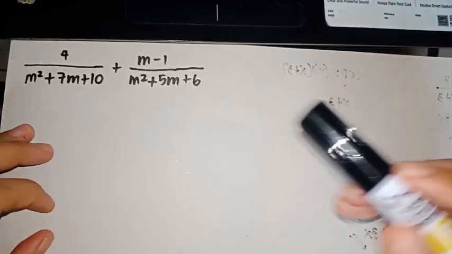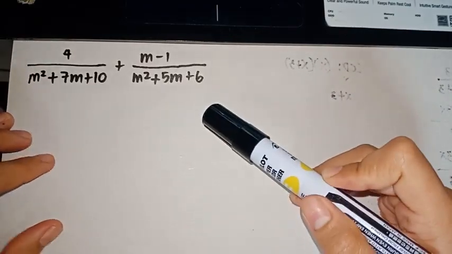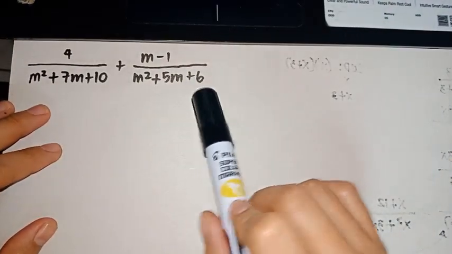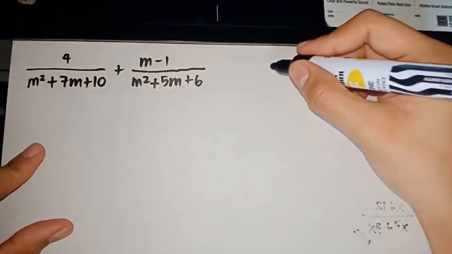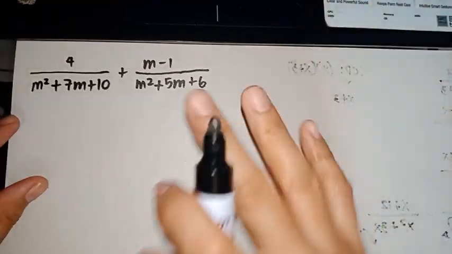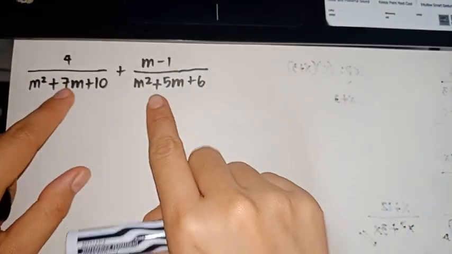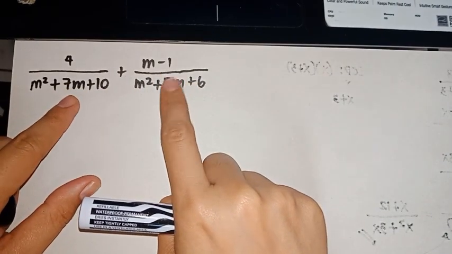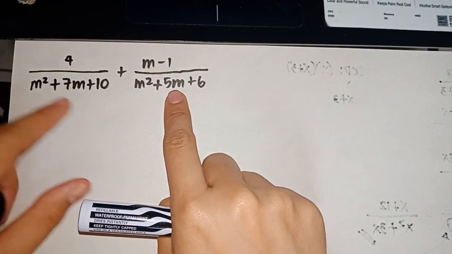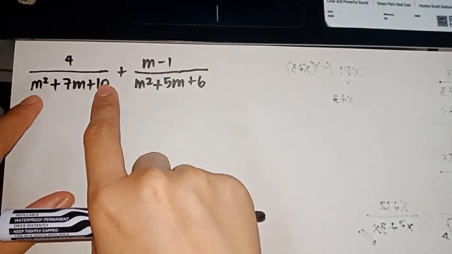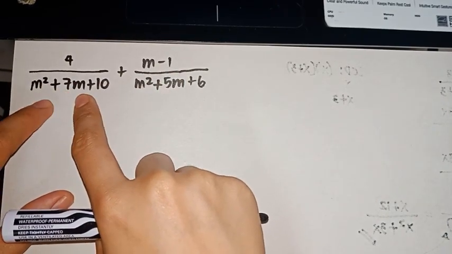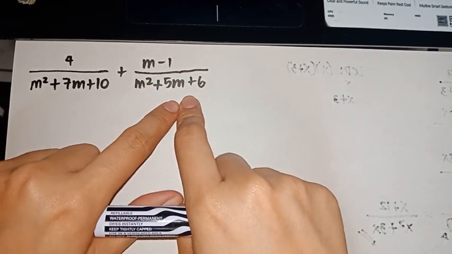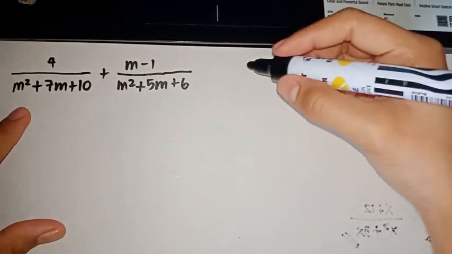Okay, for the last and final example, example number 13. Let's try another example. As you can see, the denominators are different. So the first thing that you should do is to get the common multiples. But as you can see, this is too complex since we have different trinomials. So what is the next step? First, you have to factor out the denominators, m squared plus 7m plus 10, and m squared plus 5m plus 6. Okay, so let's get it done.